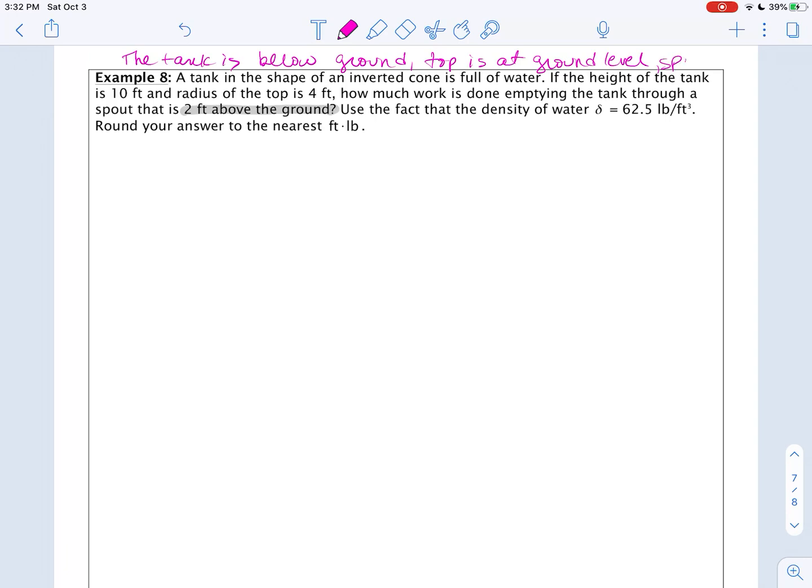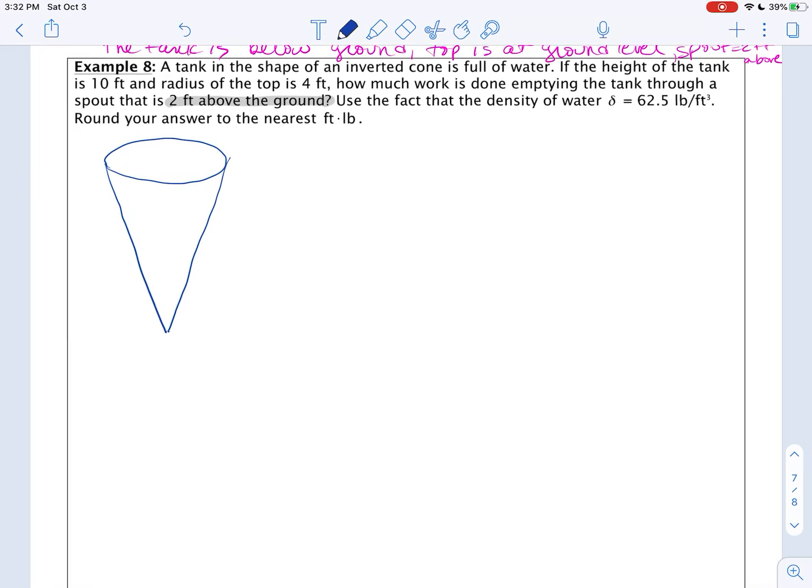And the spout is 2 feet above. Okay, so again, problem solving procedure. Let's draw a picture of the cone. So I'm going to draw a cone. Good. I'm going to draw my facts.